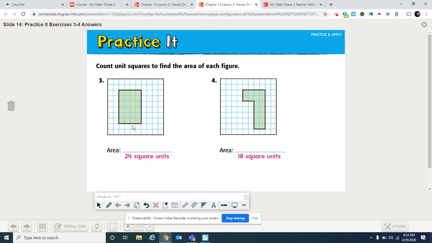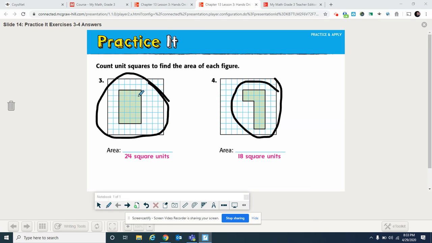The answer for this figure is 24 square units, and for the second figure is 18 square units. Why? Because we just need to count the squares, as well as this one. All right, so let's do it.